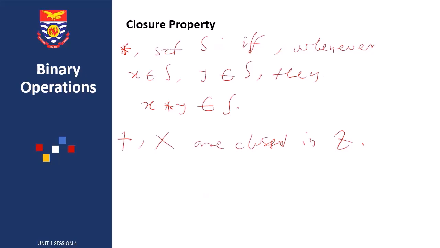What about division? What can you say about division? When I take two numbers and divide, do I get the same type of number? For instance, when I pick 3 and 2, 3 divided by 2 is 1.5, which is not a member of Z. So in that instance, we can say that division is not closed under Z.